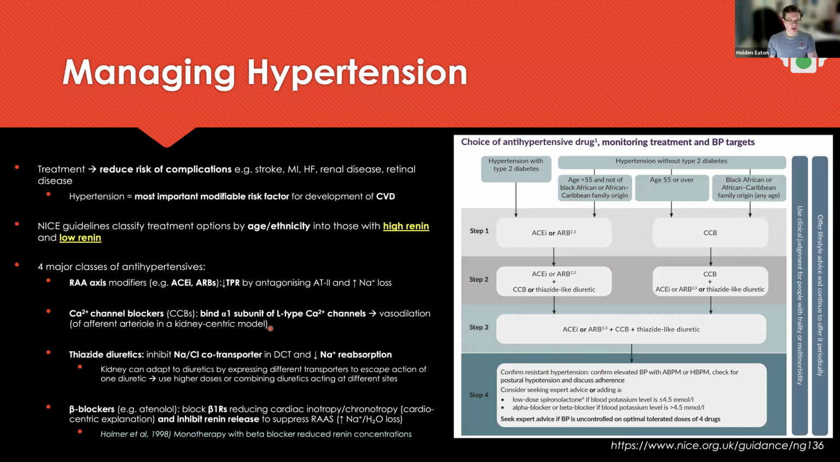And there's a bit of evidence there at the bottom. Again, more detail on that piece of evidence in the notes. But beta blocker treatment reduces renin concentrations, and they've done some studies to show that.